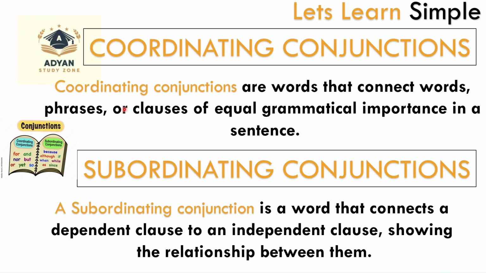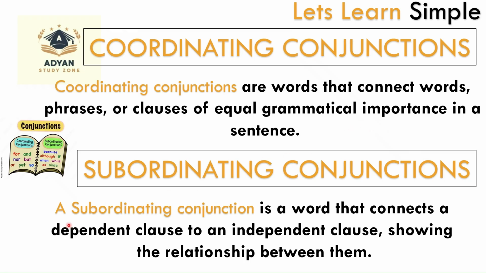Now next we will understand what coordinating conjunctions and subordinating conjunctions are. First we will understand coordinating conjunctions. Coordinating conjunctions are words that connect words, phrases or clauses of equal grammatical importance in a sentence. Here coordinating means independent words, and equal grammatical importance means the pairing of words like phrases or independent clauses.